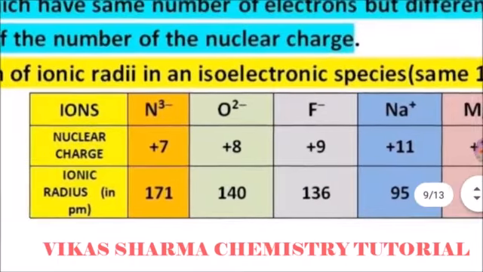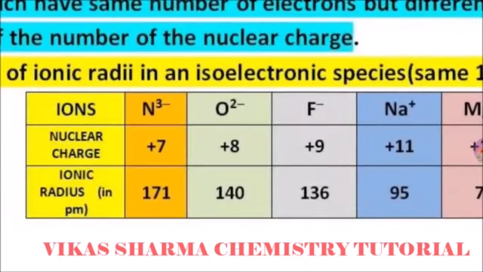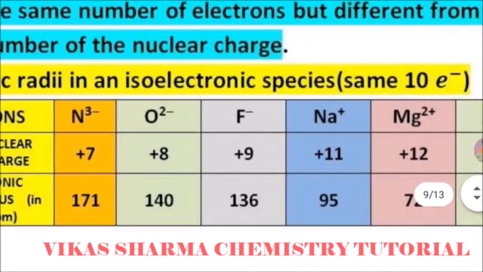The nitrogen trivalent ion has nuclear charge 7 and ionic radius 171 picometer. The oxide ion, a bivalent anion, has nuclear charge plus 8 and radius 140 picometer. The fluoride ion has nuclear charge plus 9 and size 136 picometer. Sodium is a monovalent cation with nuclear charge 11 and size 95. Magnesium, a bivalent cation, has nuclear charge plus 12 and size 72.